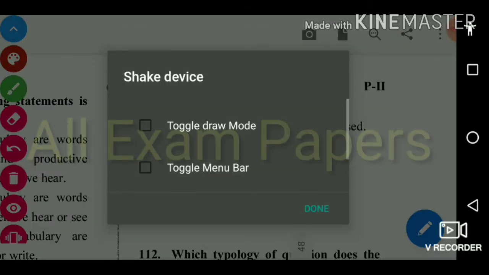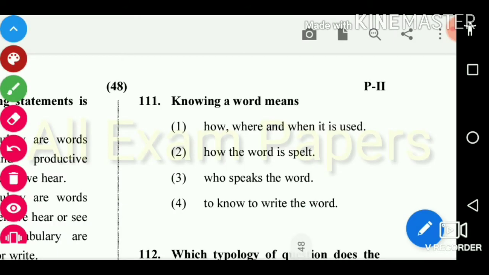Next is knowing a word means. Option number 1, how, where and when it is used. Second is how the word is spelt. Third is who speaks the word. And fourth one is to know how to write the word. And the correct answer is option number 1, how, where and when it is used.